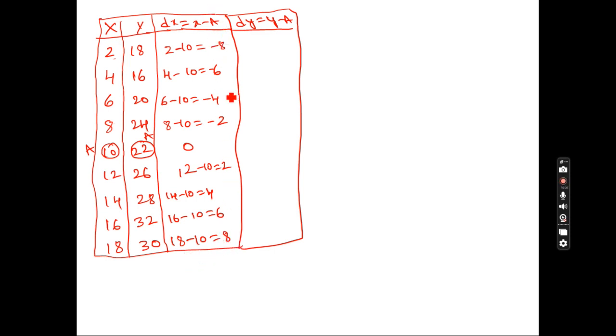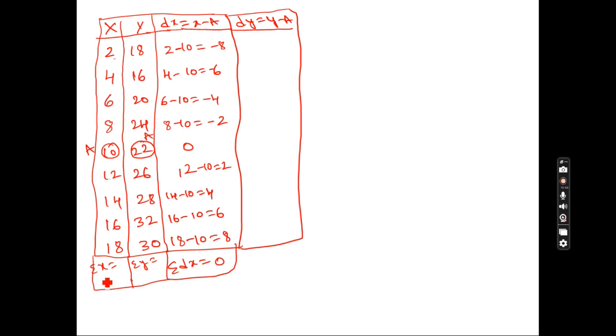So now after calculating the dx, do the total of the dx column. Why? Because the dx total is important for us. Once you add this dx total, minus 8 plus 8, minus 6 plus 6, plus 4, everything is cancelled, so the answer is 0 for the dx column. Similarly we need to calculate the mean also, and for the mean we need summation x and summation y total also. So do the total of both columns.